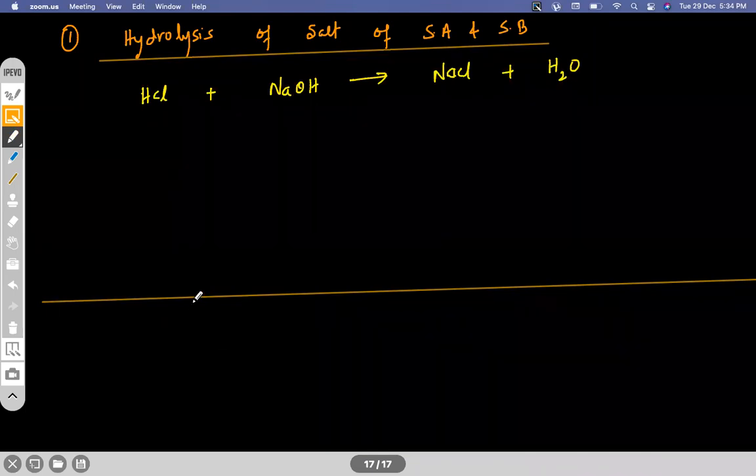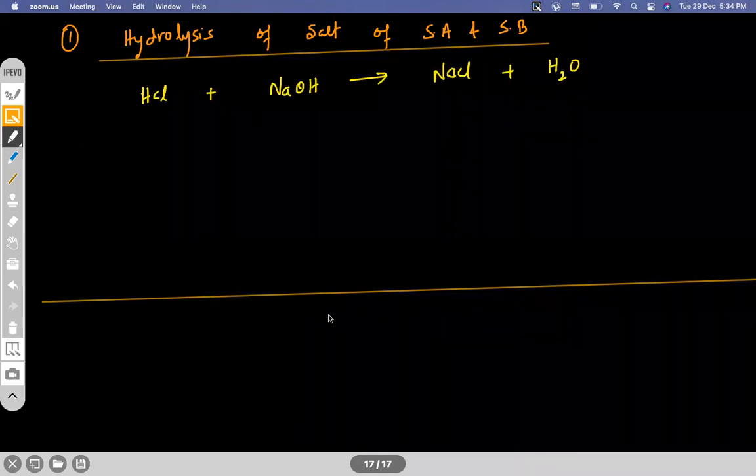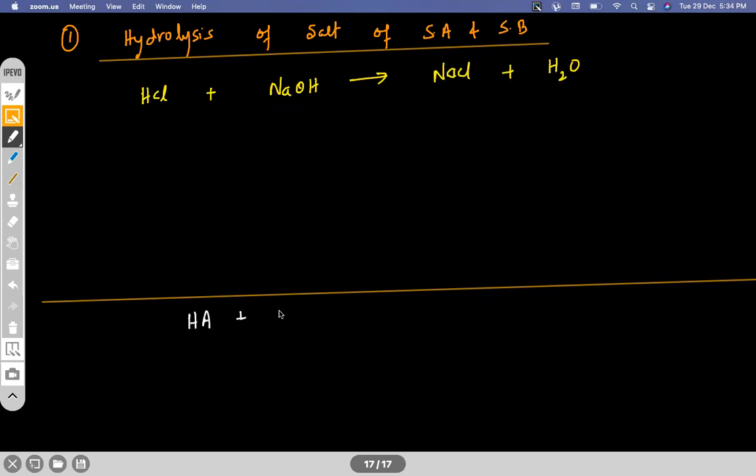Suppose, in general, I am discussing this, then again we'll come back to this. In general, we have an acid, suppose HA, and the base is BOH. When these two react, it forms BA, the salt, and water, H2O. In this BA, you see there are two ions present, that is B plus and A minus.